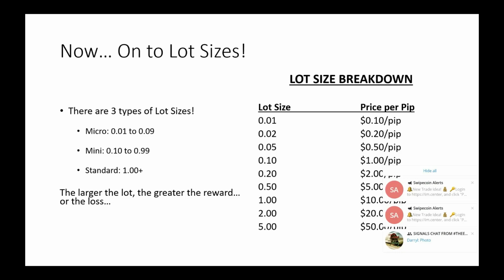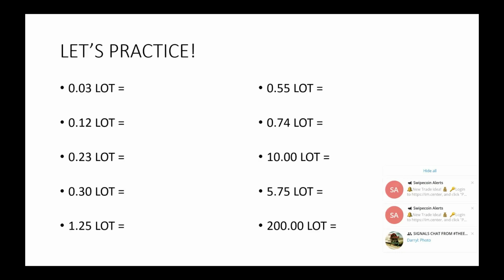Okay, all right, so we're going on, next slide. Let's practice. Okay, if we have a 0.03 lot size, how much is that per pip? $0.30. Come on, Benjamin. 30 cents. No, everybody can shout it out. I see Danielle, Jamila, Benjamin. Okay, 0.12. How much is that per pip? $1.20. $1.20. Good job.